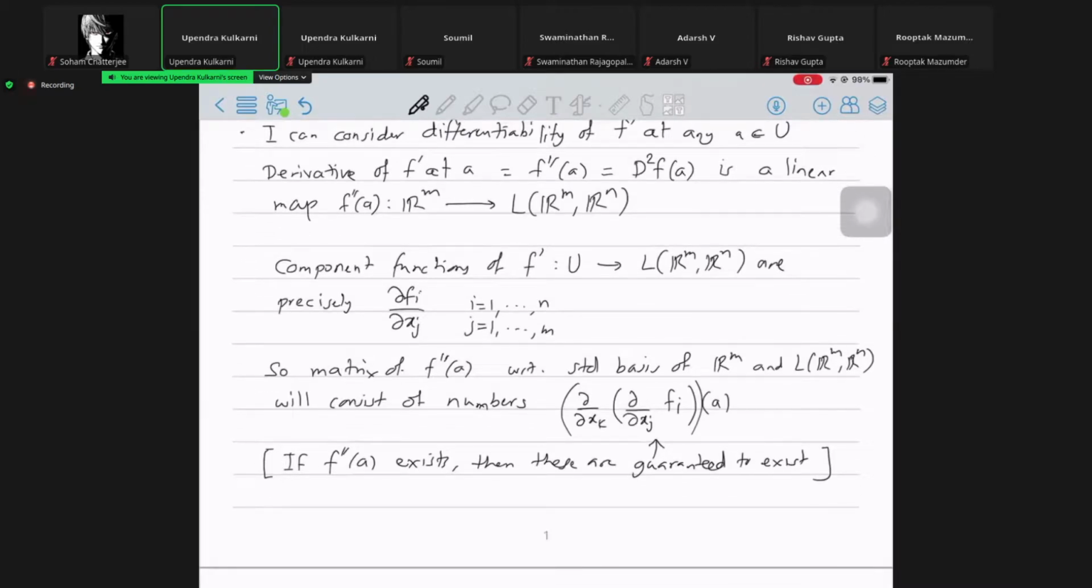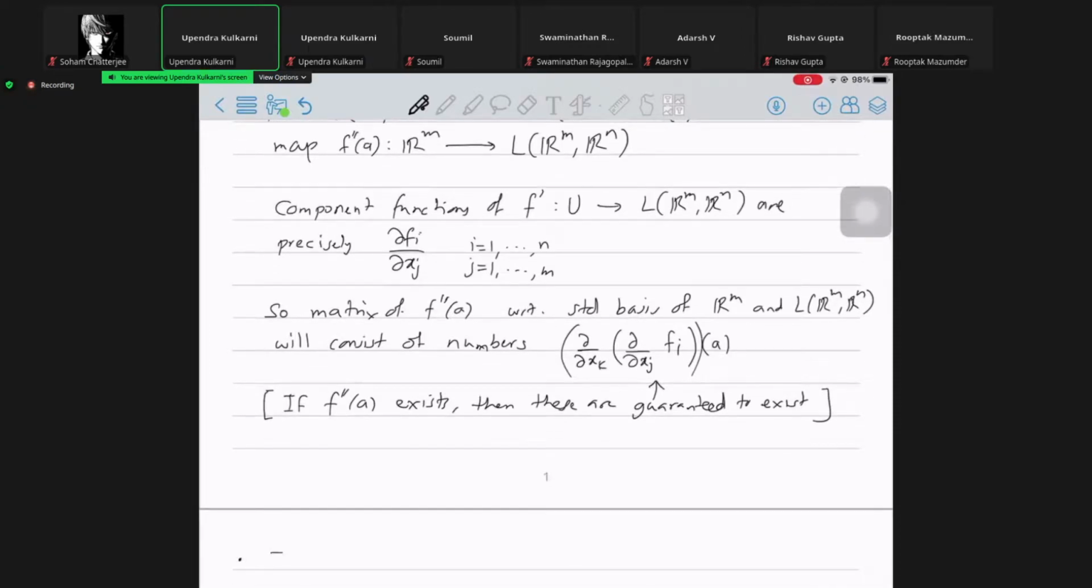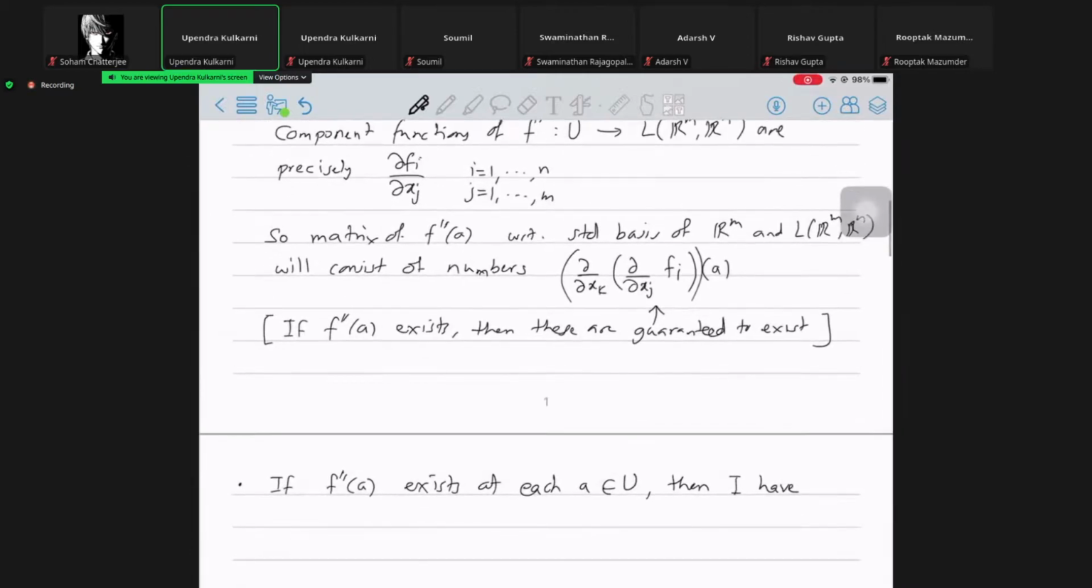Now, let us go further and say f double prime as a function. If f double prime of A exists at each A in U, then I have the function f double prime. Now this is a function from where to where? F double prime from U to where? It is easy because A goes to f double prime of A.